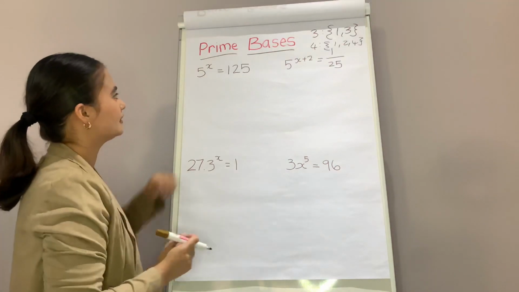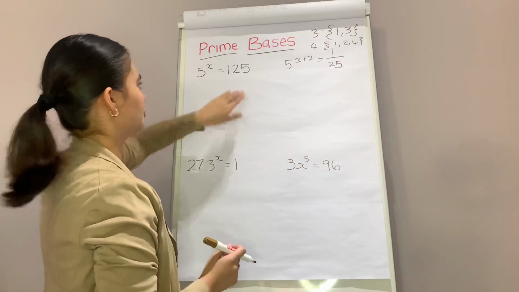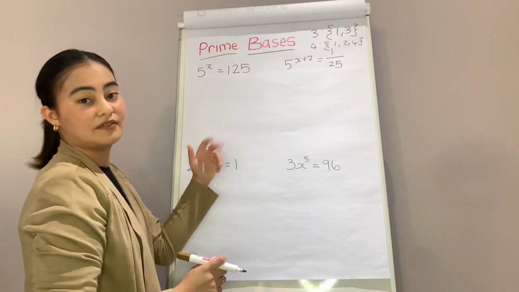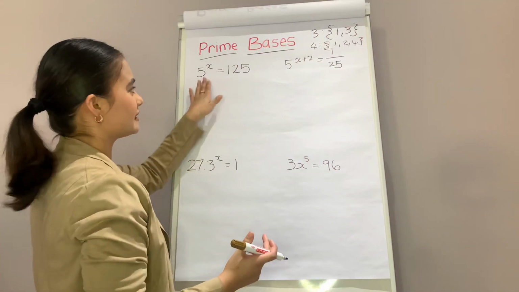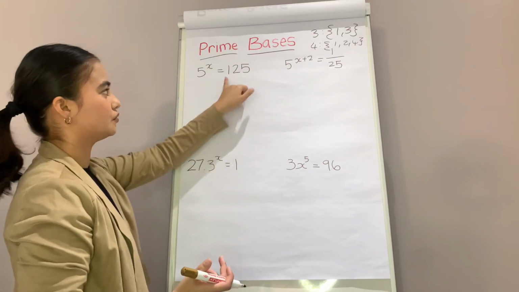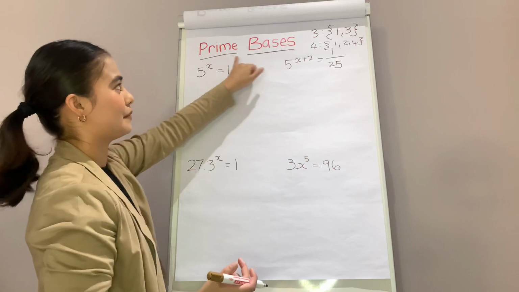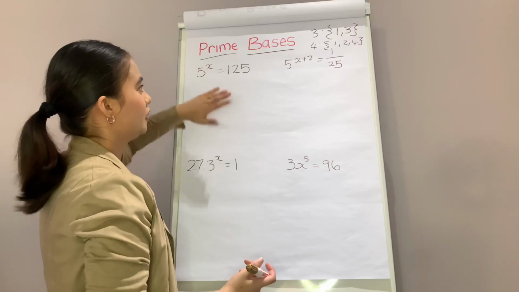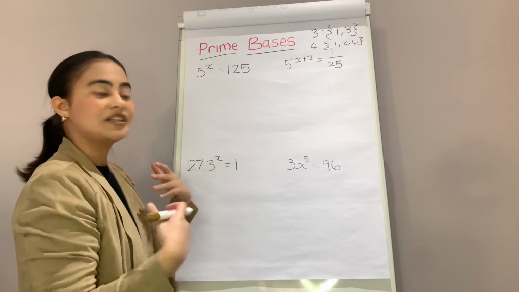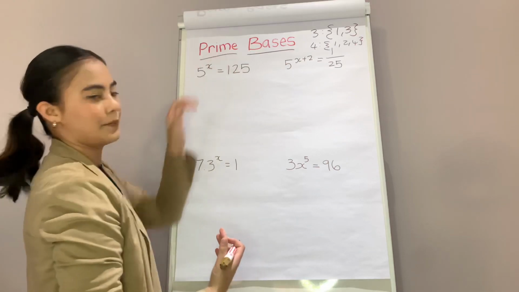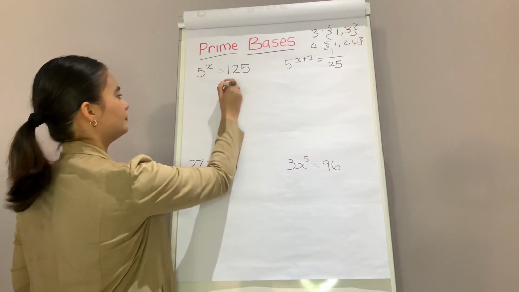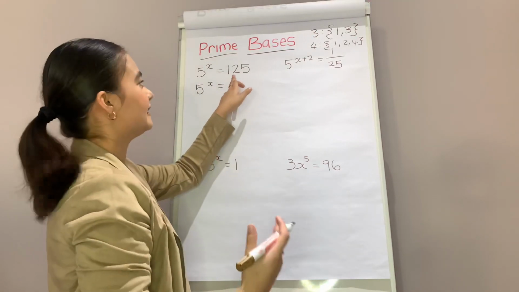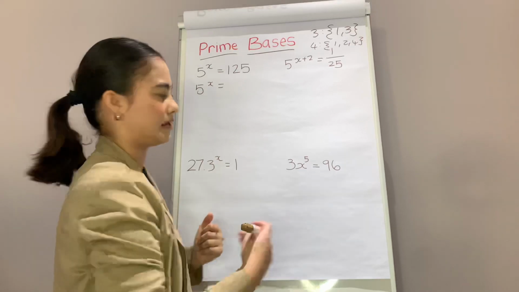The first one we've got, 5 to the power of x is equal to 125. Now, at the moment, we can't do anything with the 5 or the 125 because the bases are not the same. And also note, 125 is not a prime base because I can think of several numbers that can fit into 125. So we are going to go about the process of changing these bases so that they become prime bases. Okay. So 5 to the power of x. Let us try and re-express 125 as a prime base.